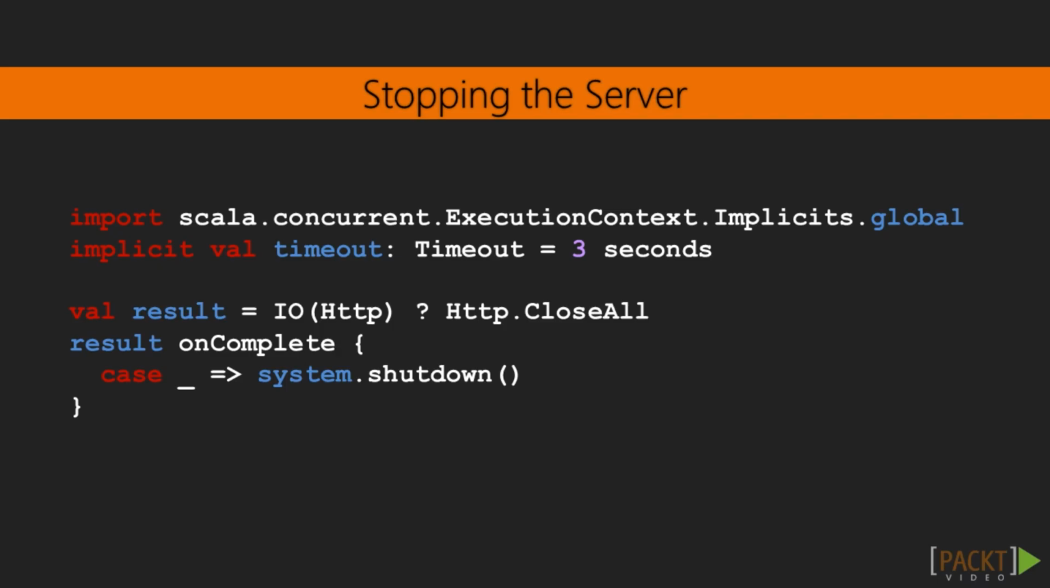There are a few ways to gracefully shut down a running spray-can HTTP server. The simplest one is by sending the http.closeAll command to the HTTP extension and shutting down the actor system upon acknowledgement. Another one, a bit more complicated, but with more fine-grained control, is to send http.unbind to the HTTP listener instance.